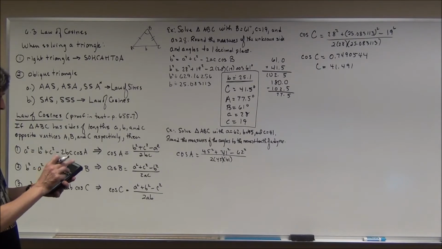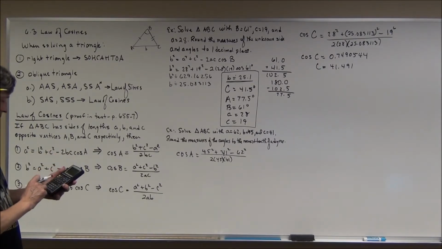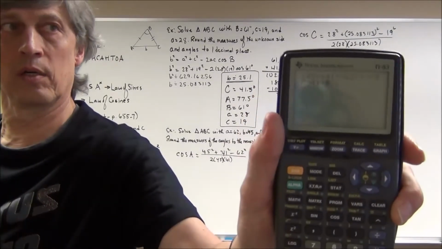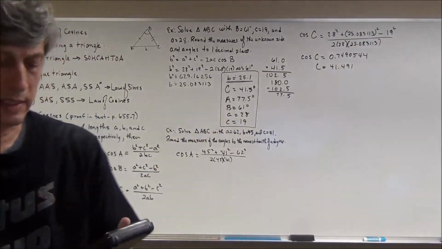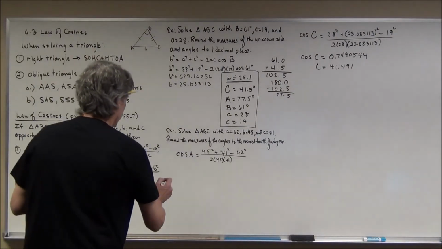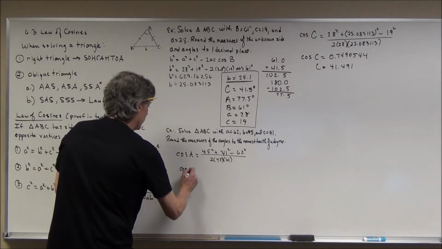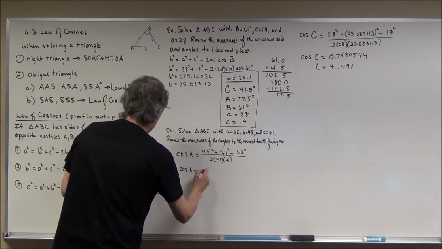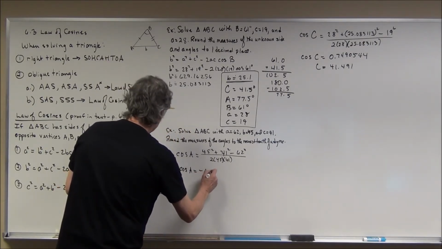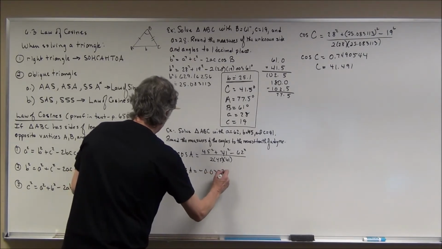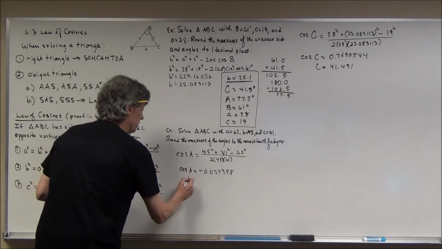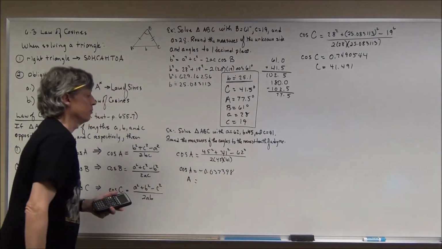let's see, 2 times 45 times 41, so how about 90 times 41? And if I do that, hopefully I've got it plugged in there so you can see it, and hit that, I will get that the cosine of angle A is negative 0.037398 and so on.